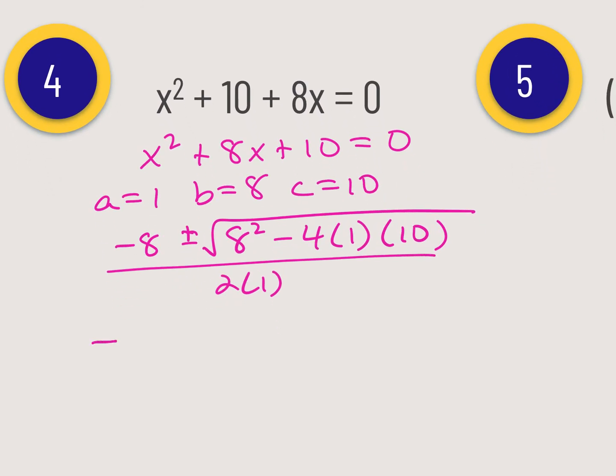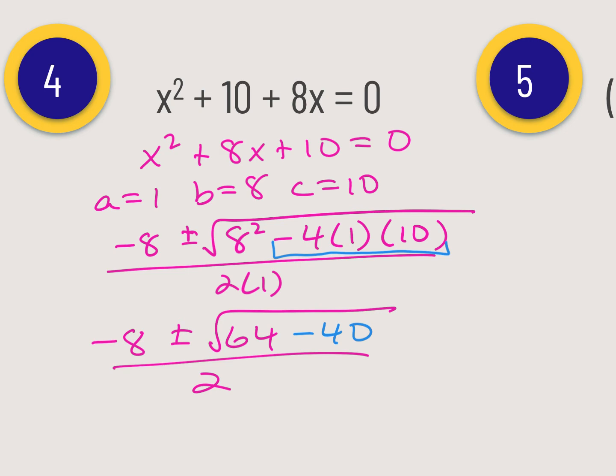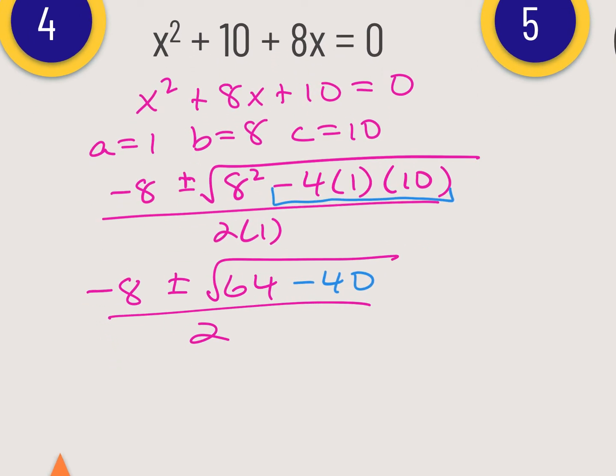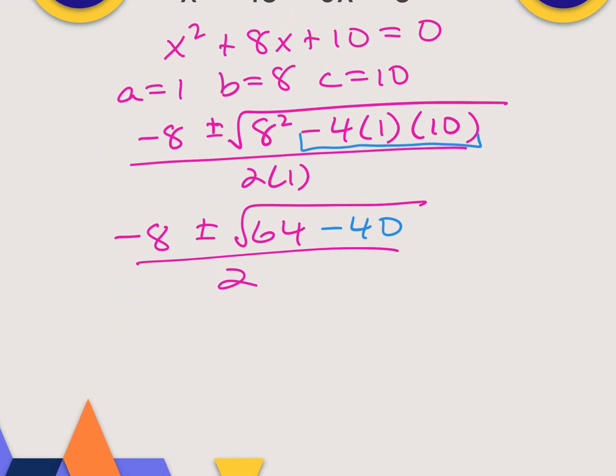Simplify what's under the square root. 8 squared is 64. And again, I'm going to take this as a negative 4 times 1 times 10, which is negative 40. Divided by 2. Subtract what's under the radical. I get negative 8 plus or minus the square root of 24 divided by 2. Again, do not be tempted to simplify that negative 8 and 2 yet. Break down the radical first.